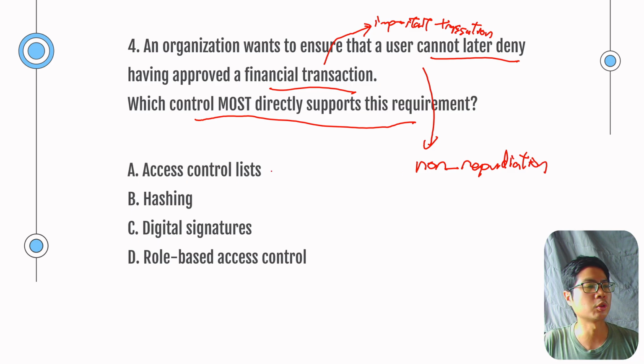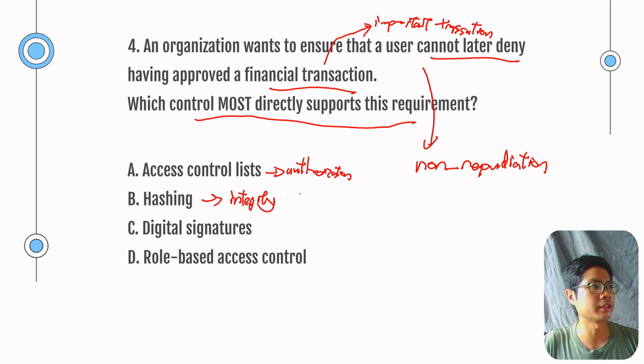Okay, first one, access control list. We've covered this. This is under authorization, so this is not what it is. Hashing. Hashing is a lot to do with integrity, maintaining the integrity of the transactions itself, but not really to do with non-repudiation. We can cover hashing a lot more in a separate topic.